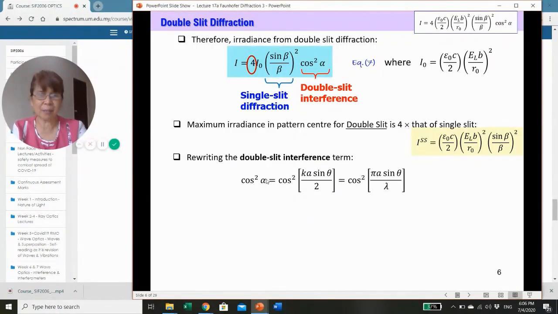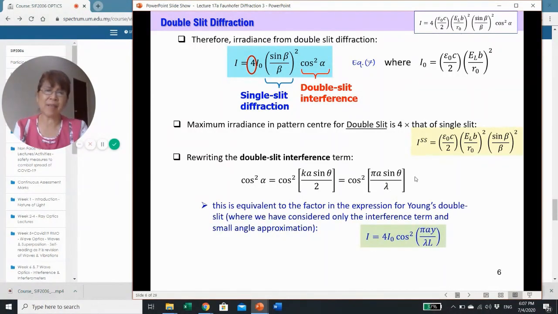So rewriting this by alpha, we substitute back in what we have used in the simplification. So half Ka sine theta. Now, K is 2 pi over lambda, so this term becomes pi a sine theta over lambda. And comparing this with what we obtained for the double slit interference term, it was given as 4I0. Just look at the cosine term, the variation in the intensity given by the cosine term. It is pi a over lambda, which we have here, sine theta. But here it's y over L.